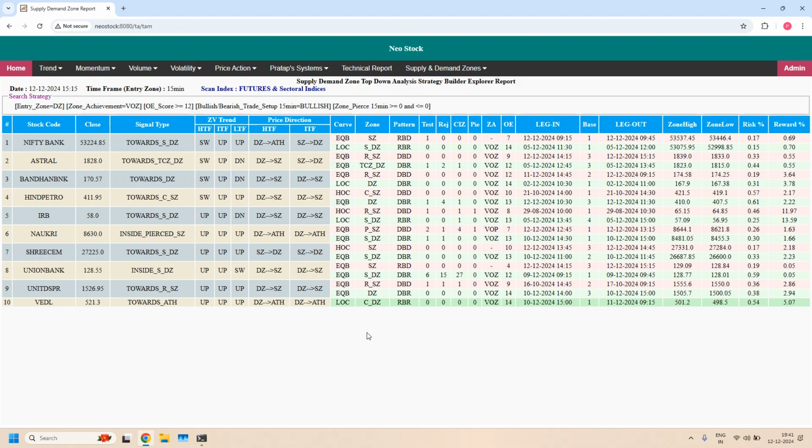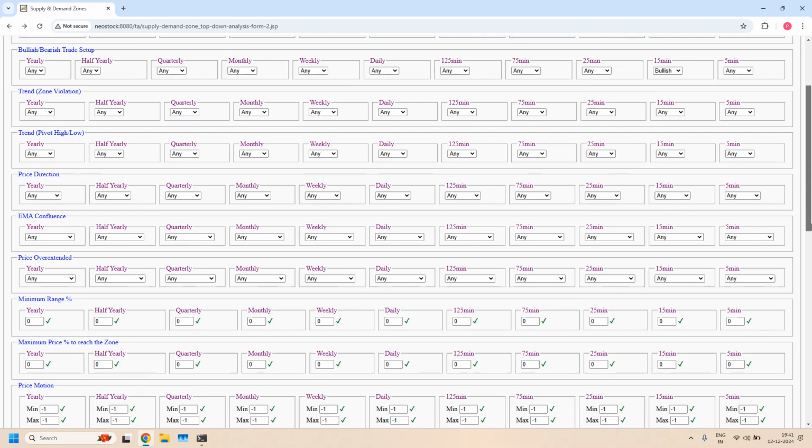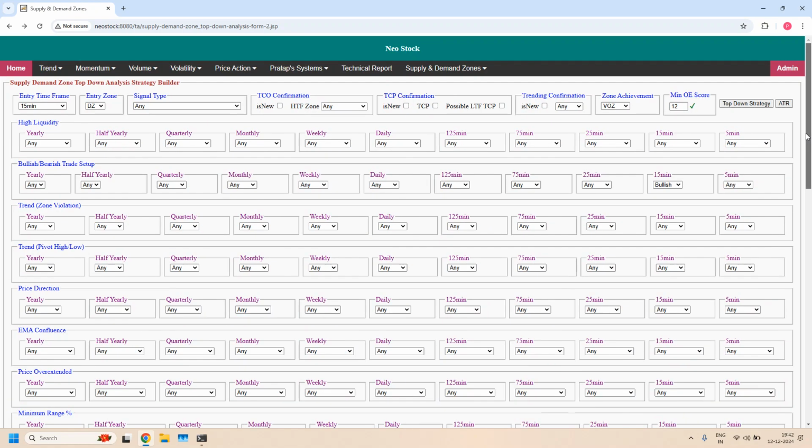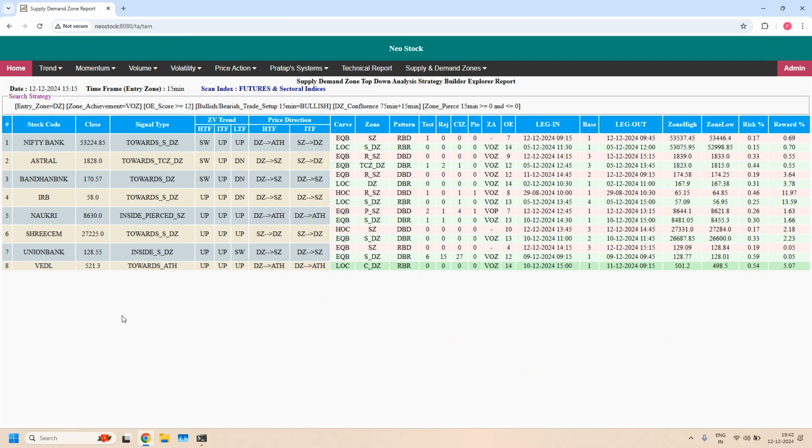The first filter is based on LTF and ITF demand zone confluence. That is 15 minutes and 75 minutes demand zone confluence. Let us add that filter, 15 minutes demand zone with 75 minutes demand zone confluence. The filter is enabled. With this filter, we got 8 stocks. That means in all these 8 stocks, these 15 minutes demand zones are overlapped with 75 minutes demand zones. That means they are part of 75 minutes demand zone.